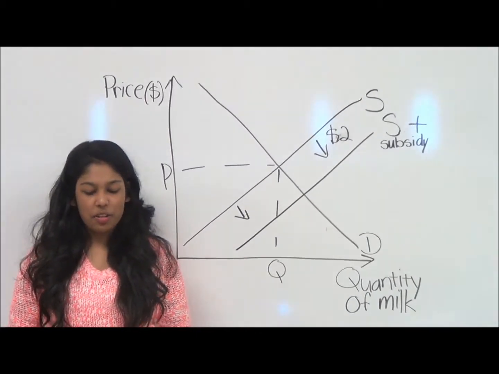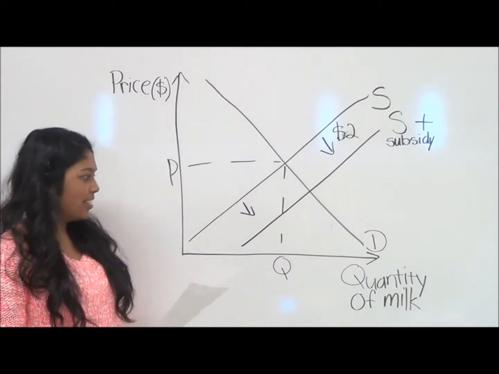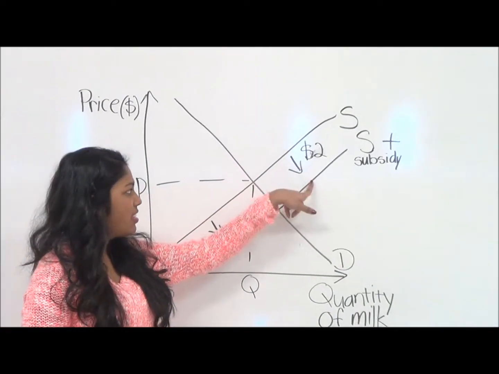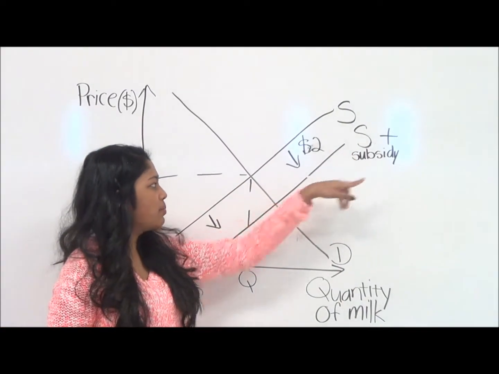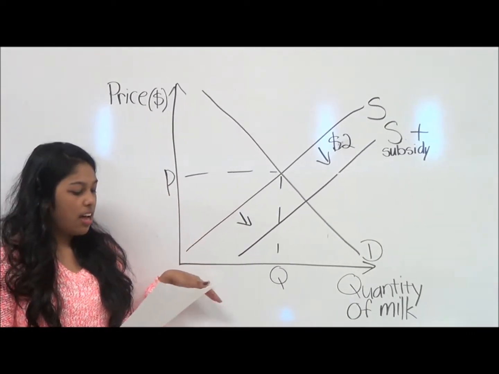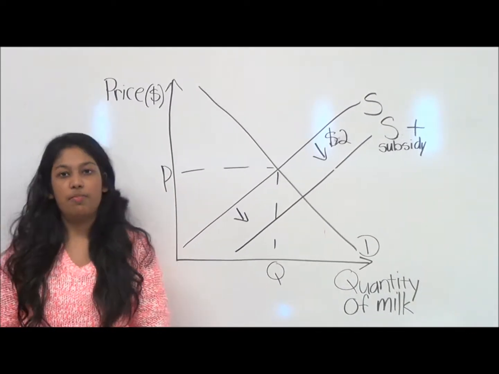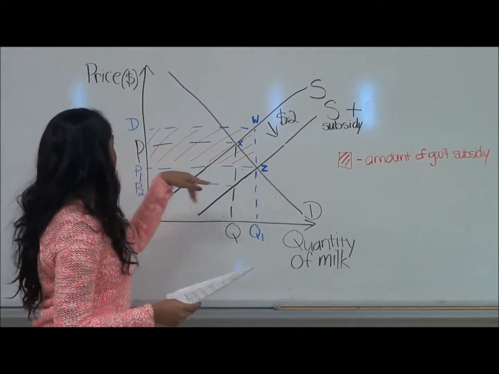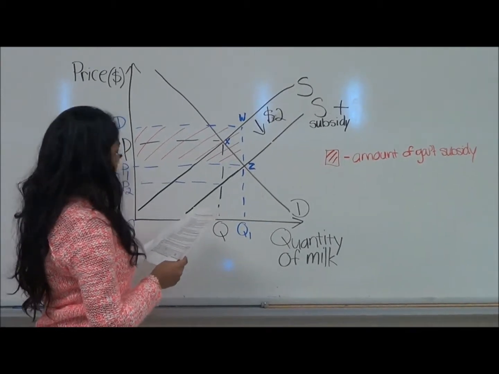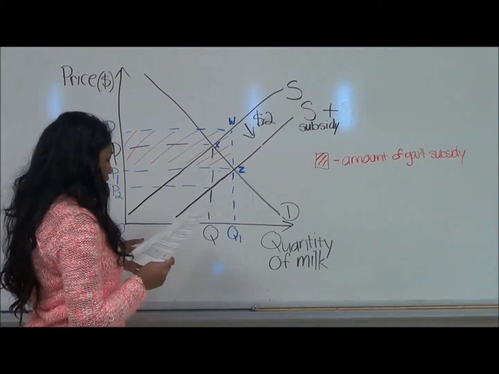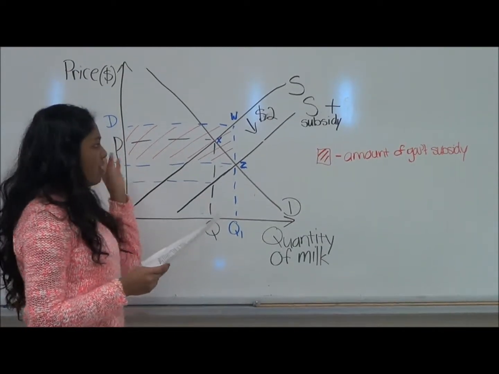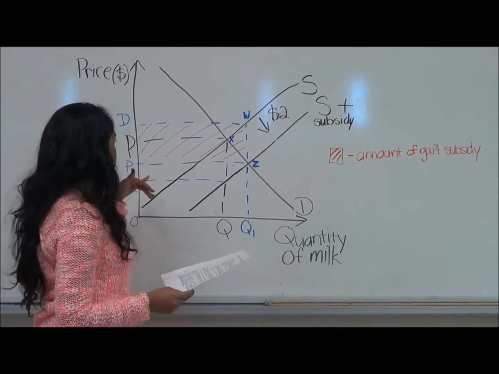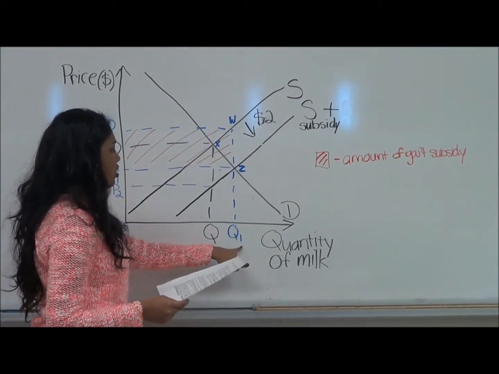The market is at equilibrium with Q being supplied and demanded at a price of P. The supply curve will shift to the right to create a new supply curve, S plus subsidy, by $2 since a subsidy of $2 per carton of milk is being granted. Okay, so governments pay this red section, which is P1, D, W, and Z. So this is the amount of this government subsidy that is given to producers that allow the quantity to be shifted to Q1.